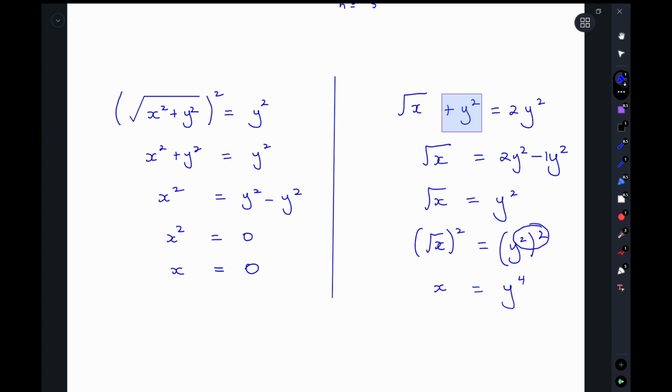So what I want to emphasize here is pay attention to how far the square root sign extends, because it matters to your solution.